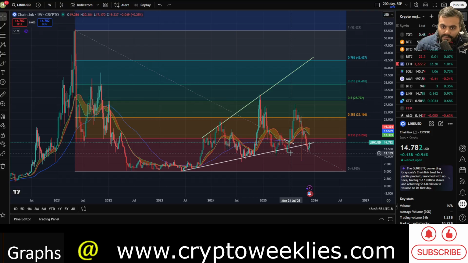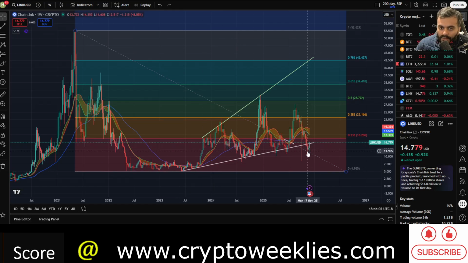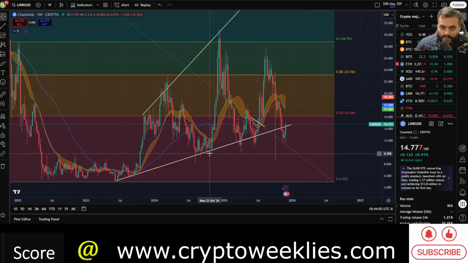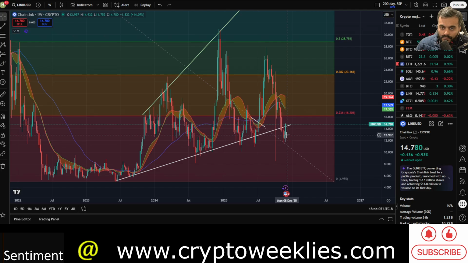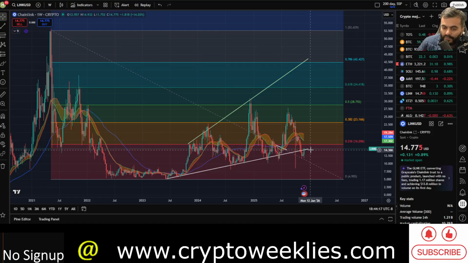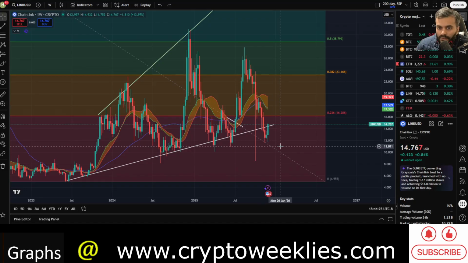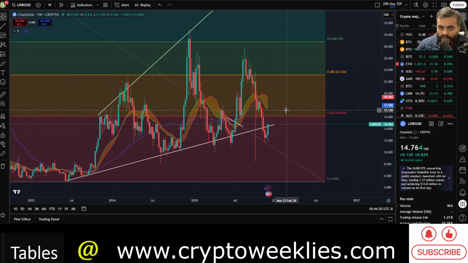It has touched this lower white line, which has been support for quite a while, from about June to October 2023. It did break a couple of times, and now it's the first, second, and third time breaking down from that support level. But apart from those three iterations, usually whenever the price is below this white line, if there is a bullish December, this is again one of the decent accumulation ranges for Link.